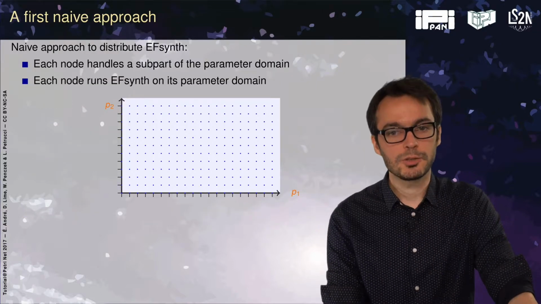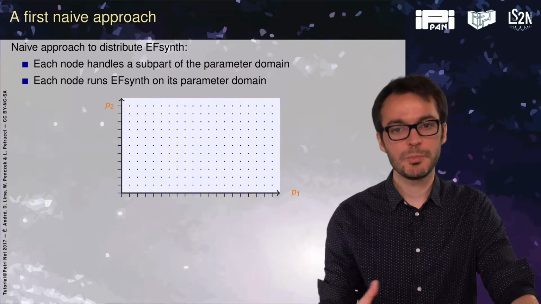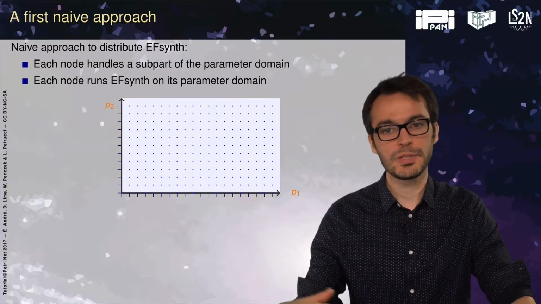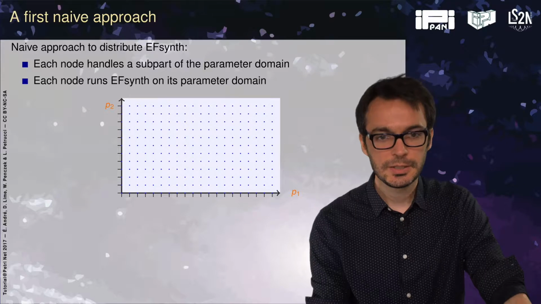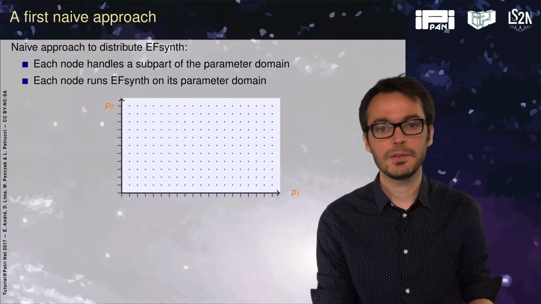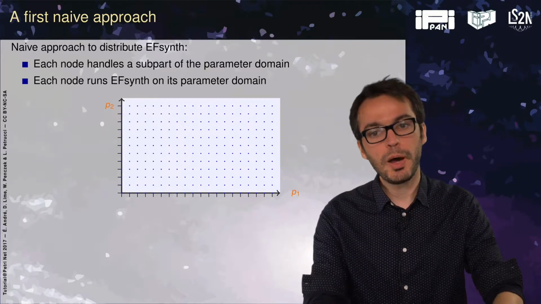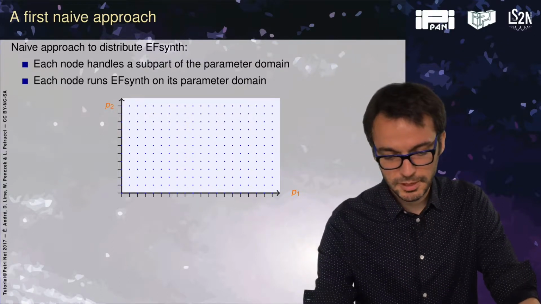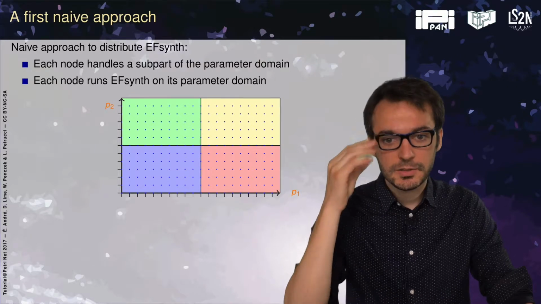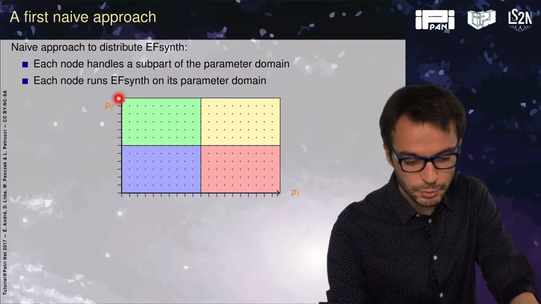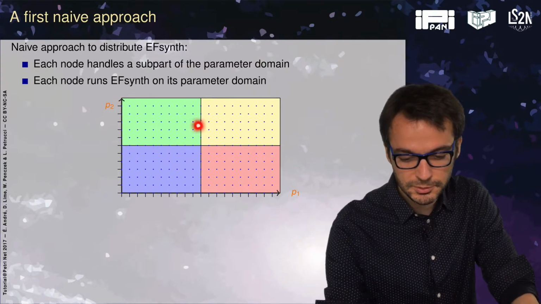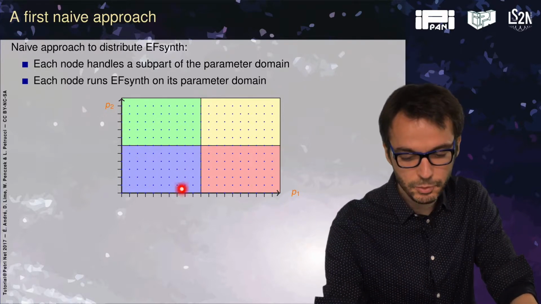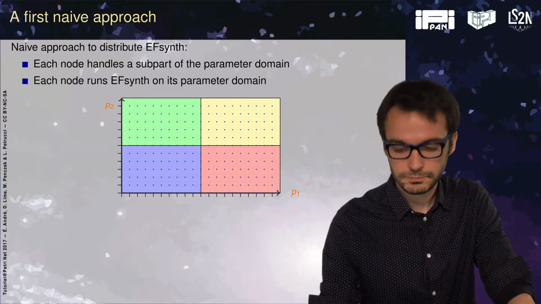A first naive approach to distribute EFsyn, the reachability synthesis. Remember, it synthesizes valuations for which a given location is reachable or not. The naive approach would be to handle a different subpart of the parameter domain for each of the nodes. For example, if we have 4 computers, one of the computers will handle this green part of the parameters, so we'll try to find good valuations there. The yellow computer will try to find good valuations there, and same for the blue and the red one.